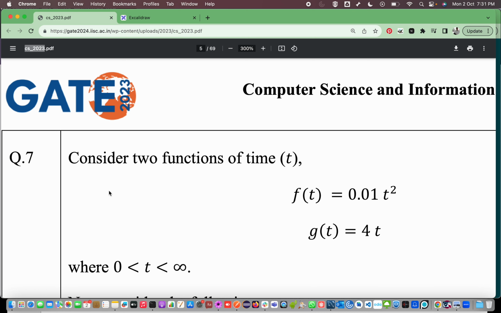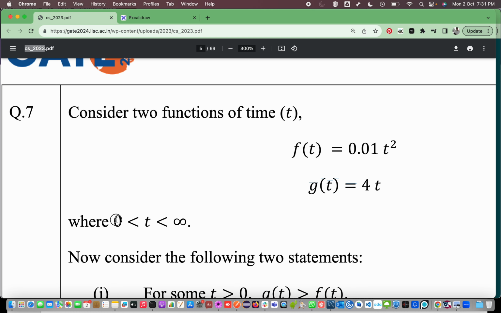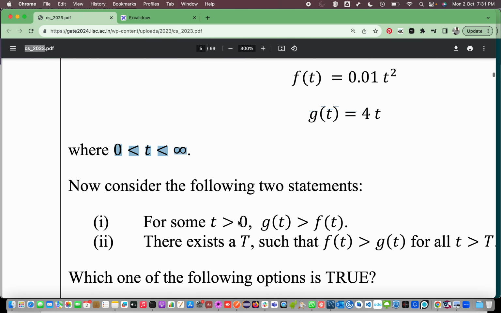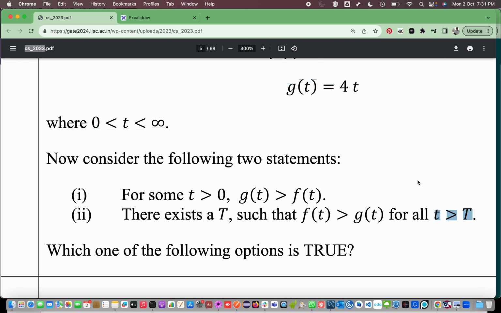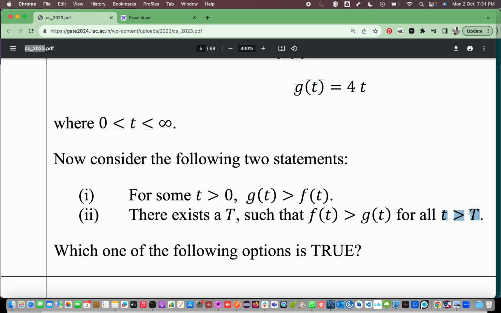Question number 7. Consider the two functions of time t. f of t is given, g of t is given, and there is a range of values for t. There are two possibilities given: g(t) greater than f(t) for some values of t, and f(t) greater than g(t) for some values of t, for anything beyond some cutoff.